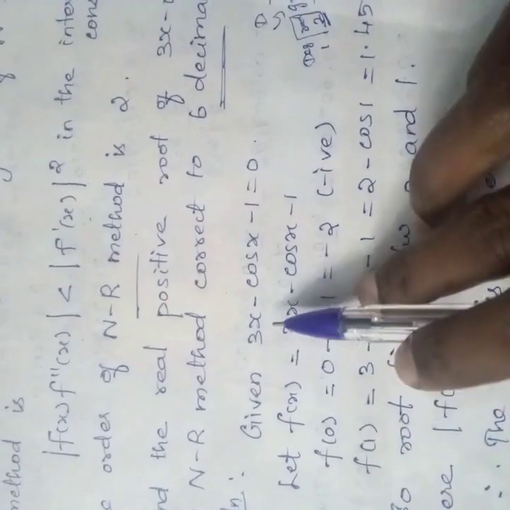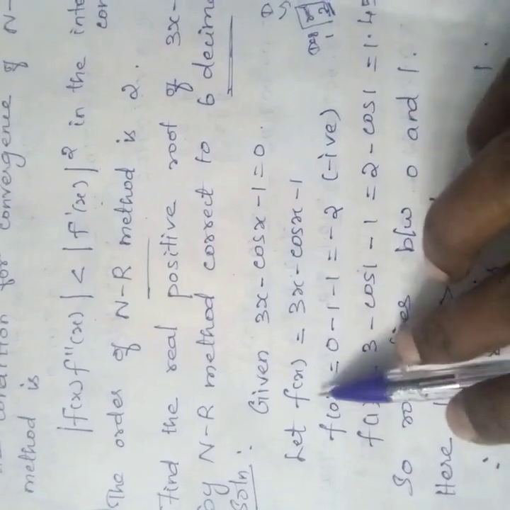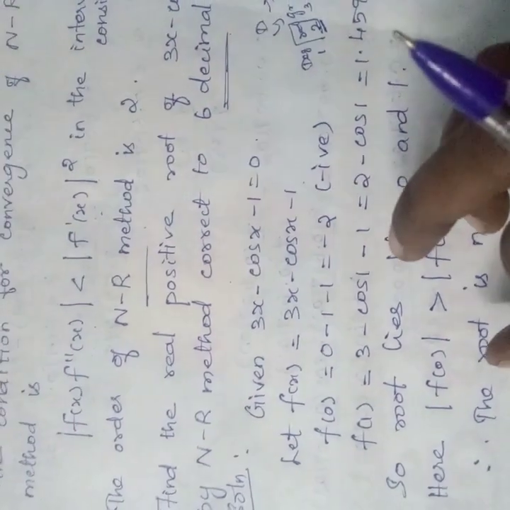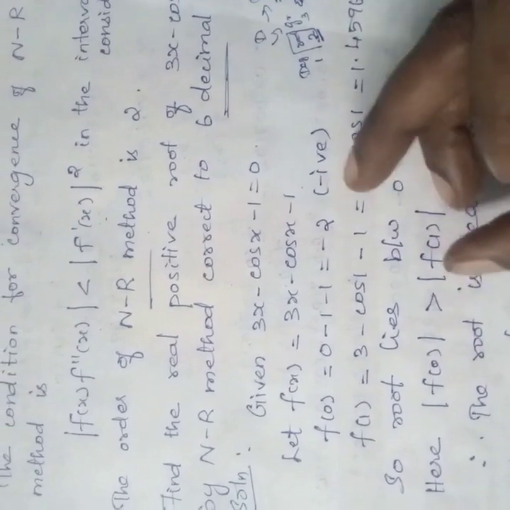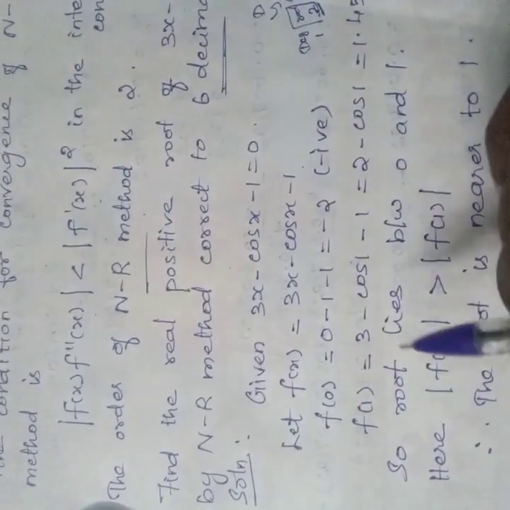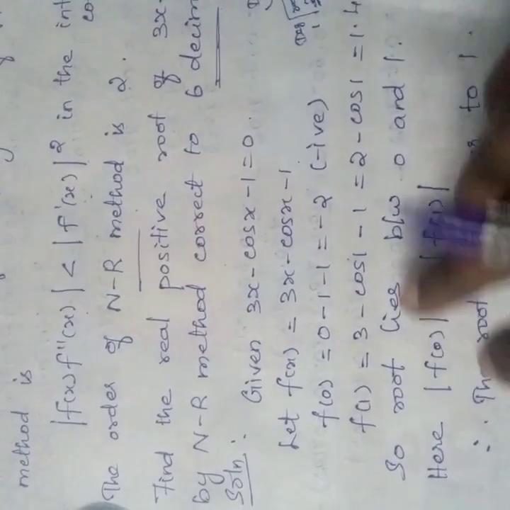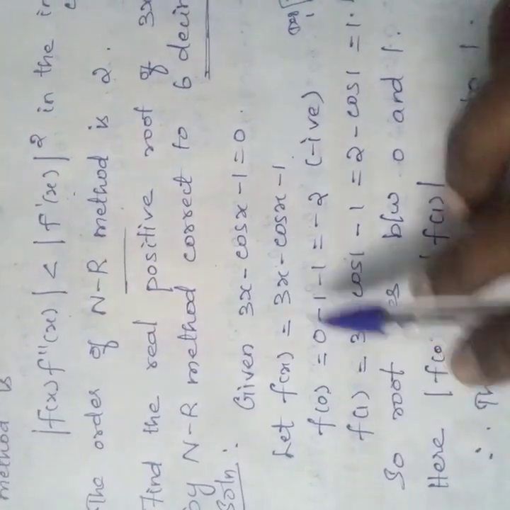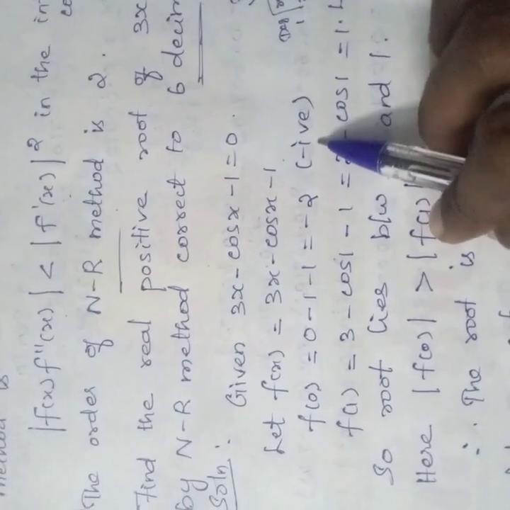Okay. So given 3x minus cos x minus 1 is equal to 0. Let us take this as our f of x function: f of x is equal to 3x minus cos x minus 1. Now we first find where the root lies, that means where our answer lies. So first you check f of 0, f of 0.5, f of 1, f of 1.5, like that. This is our wish. First f of 0: in the place of x you put 0, so we get minus 2, that is negative.